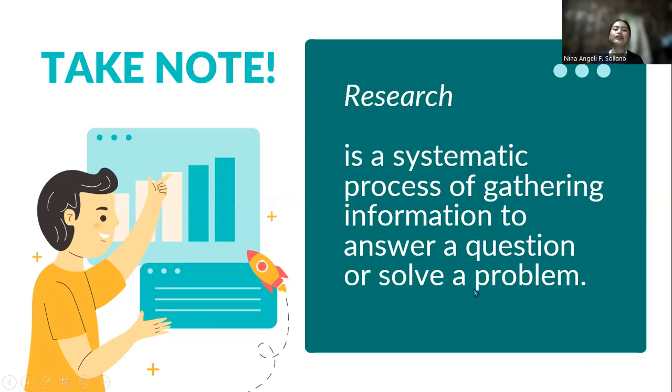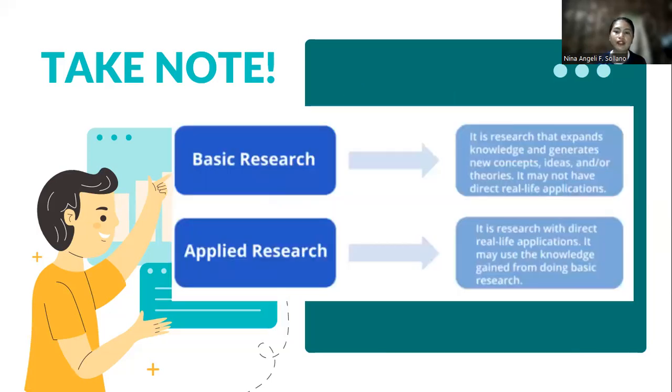So again, take note that research is a systematic process of gathering information to answer a question or solve a problem. Okay? And again, basic is theories, concepts, ideas that may not have a direct real-life application, unlike the applied, which is gaining new knowledge from basic research, but has a direct real-life application, okay? So applied research would not exist if not for basic research, okay? And they are related to each other.